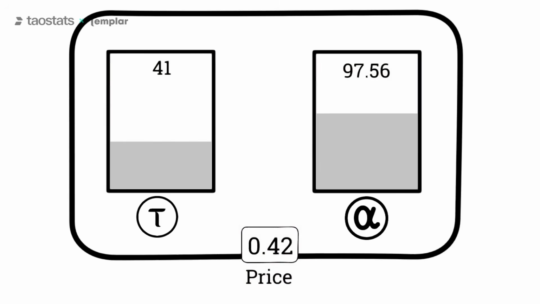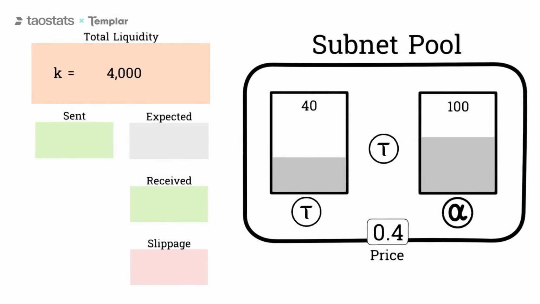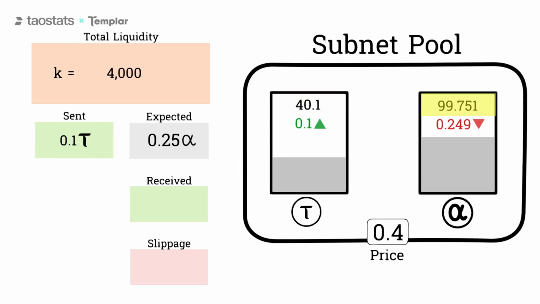Now let's reset our example and instead only purchase 0.1 tau worth of alpha. So we might expect to receive 0.25 alpha. There's now 40.1 tau in the pool. In order to balance the pool so that K stays the same at 4,000, we need to reduce the alpha to 99.751. 40.1 tau multiplied by 99.751 alpha keeps our K at 4,000.